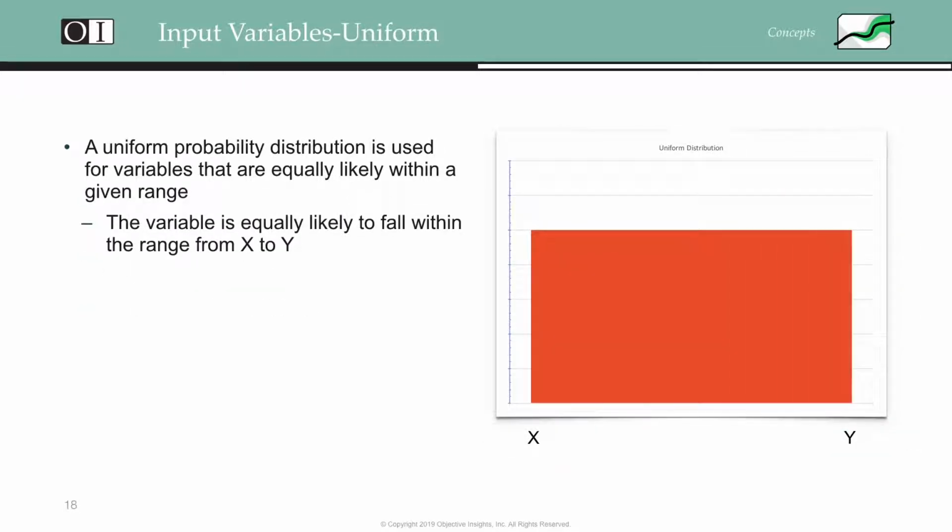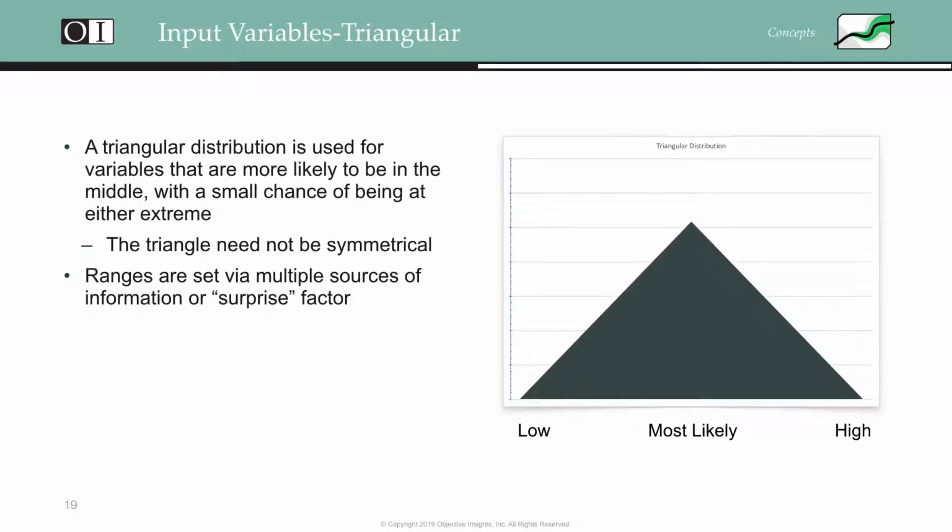Next, we have uniform distribution variables. What that means is that within a range from X to Y, the variable is equally likely to fall anywhere within that range. And then next we have triangular distributions. They have a peak in the middle, the most likely. So this variable is most likely to occur within the middle of the distribution, but there's a slight chance it would be on the high end and a slight chance it would be on the low end. The triangle need not be symmetrical. It could be skewed either direction.